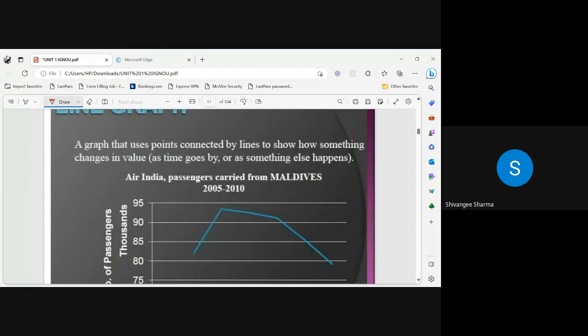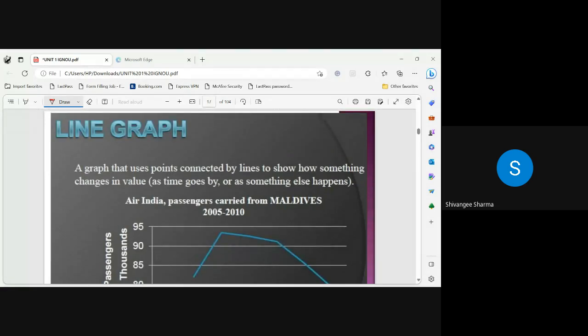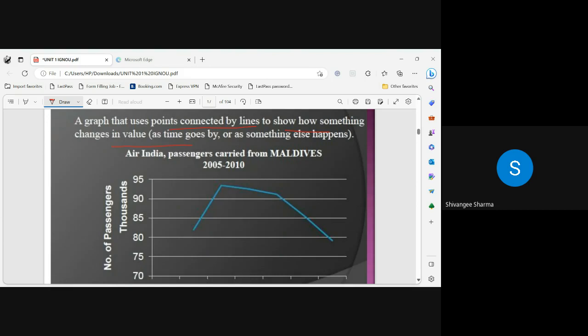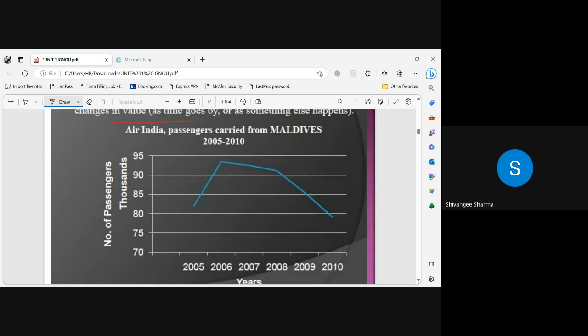It is a very useful graph and a very good representation of the data. It is a graph that uses points connected by lines to show how something changes in value as time goes. These types of graphs are used in stock exchanges to identify the trend which will be in future for any stock, right? You might have seen these graphs with lines going on whenever there is a stock exchange.